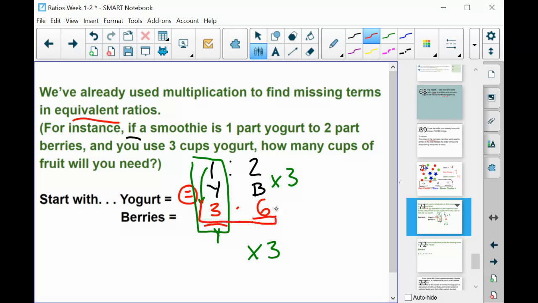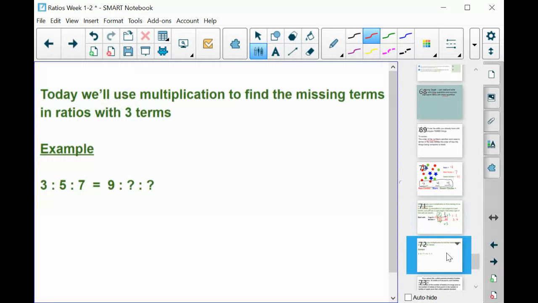Now look at these 2 ratios. We have 3 to 6 and 1 to 2. Think to yourself, what do you notice about them? Yeah, can you see right away that they're equivalent? Okay. Now let's try that out with 3 terms, okay? So this one is not going to have any context or be a word problem. We'll do a couple word problems next. We'll use multiplication to find the missing terms in ratios with 3 terms now instead of 2.